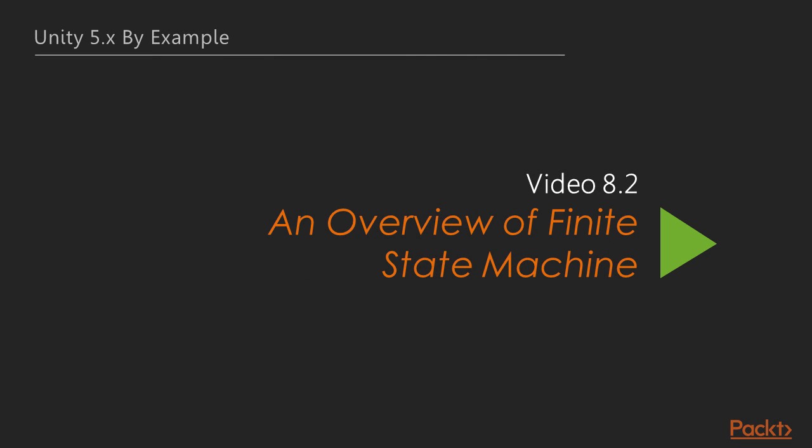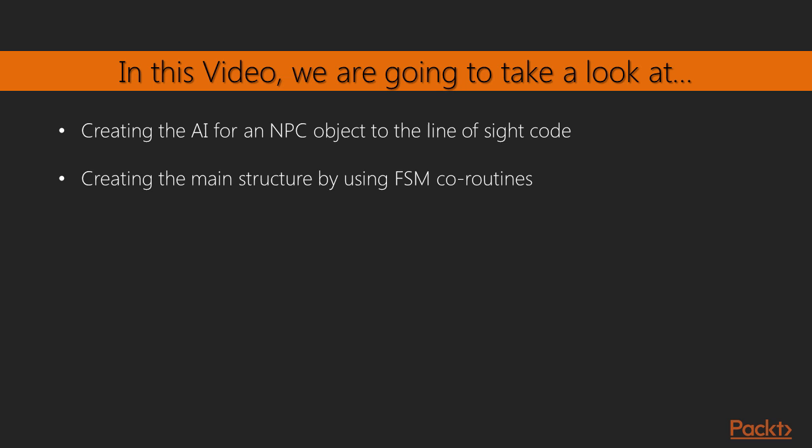Hi again and welcome to the next video of the last section, an overview of finite state machines. In the previous video we learned about the enemy's range of sight. In this video we'll create the AI for an NPC object. In addition to the line of sight code that we already have, we need to use finite state machines, FSMs.